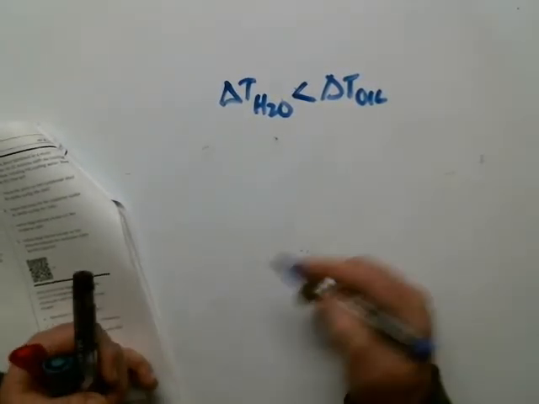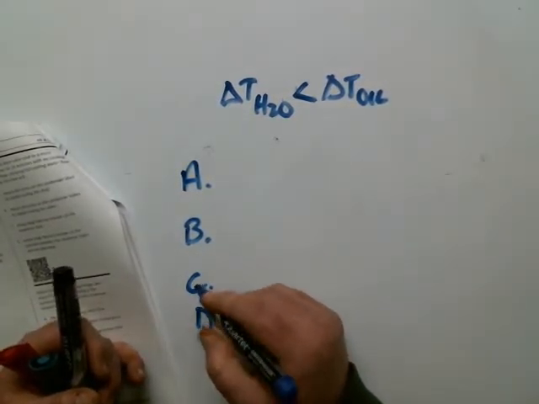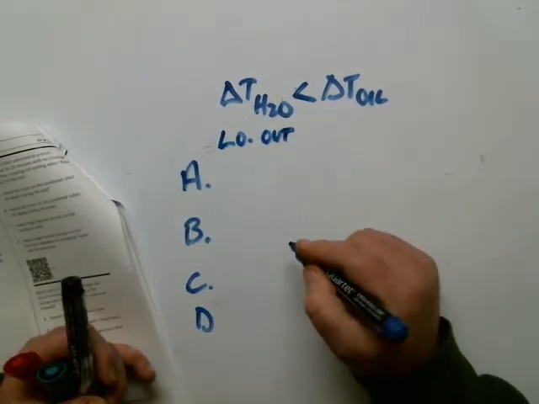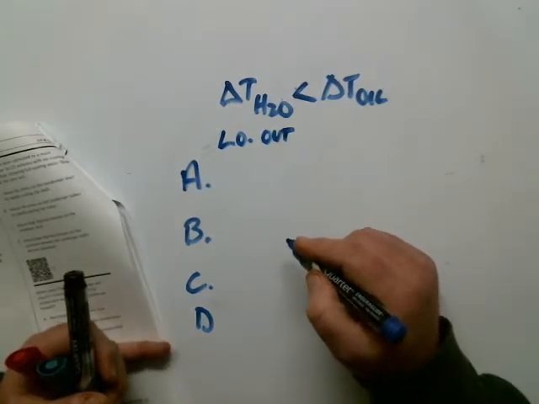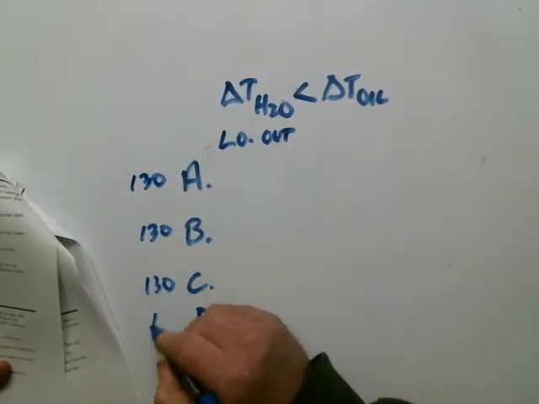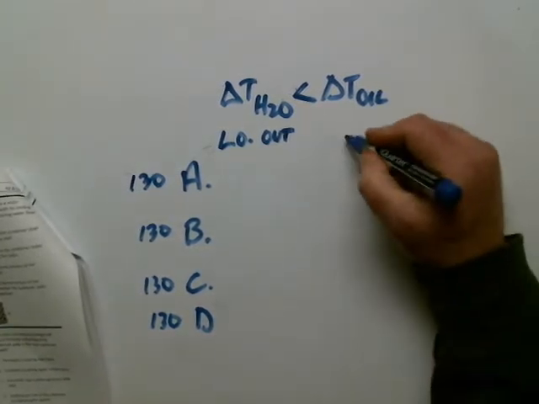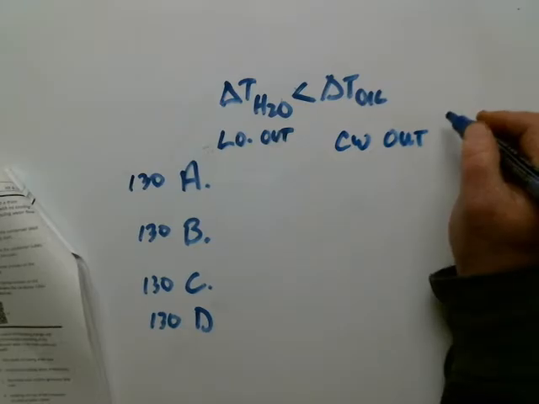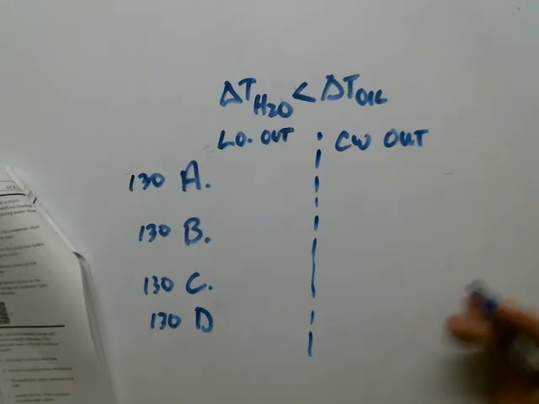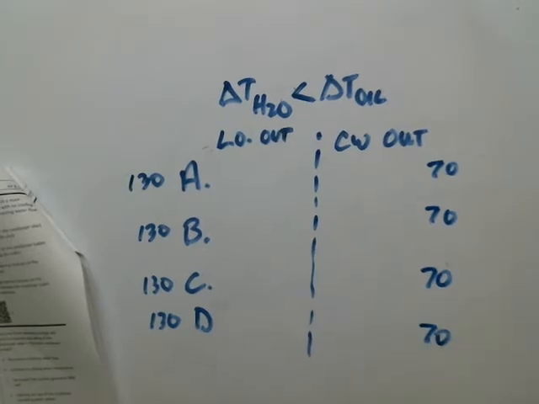So then they give us some possibilities. Alpha, Bravo, Charlie, and Delta. And they tell us lube oil outlet temperature. Lube oil out. Remember, lube oil in was 130. So I'm just going to put 130 right here. I know that was the inlet temperature of each one of these. And then it says cooling water out, cooling water outlet temperature. And if you'll recall, they told me in this that the inlet temperature to cooling water was 70. So I'm going to put 70s right here, right?